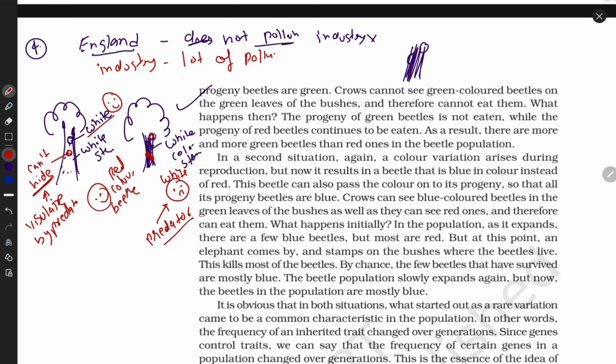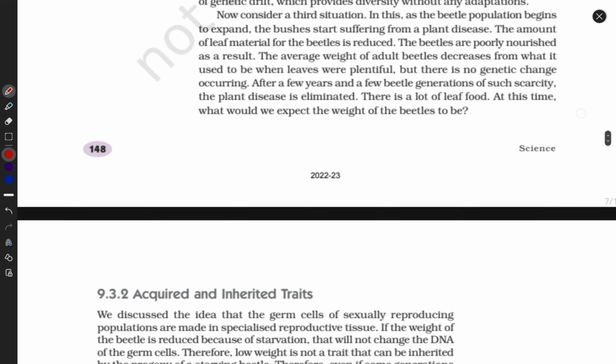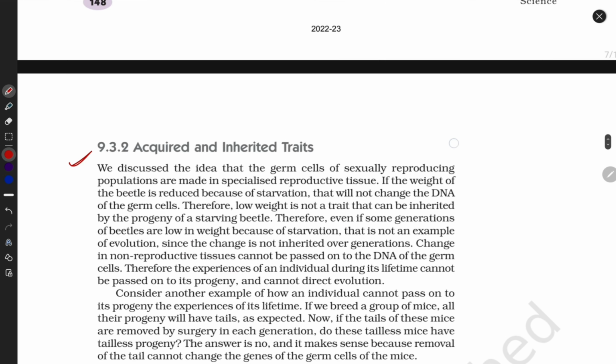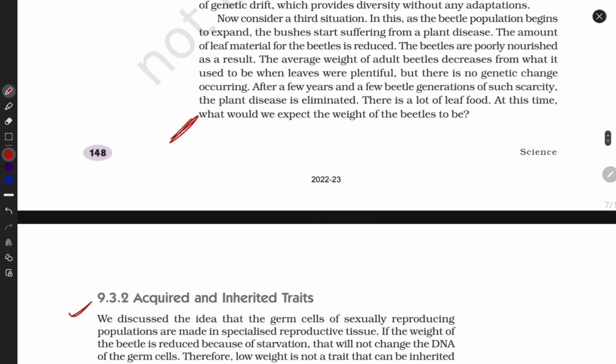So this is the thing about variation. Both kinds of variations are present. Both varieties are present in the environment. Okay guys. Now acquired and inherited characters. Let's start them in another video, in another lecture. Let's finish this video here. We continue further from acquired and inherited traits.